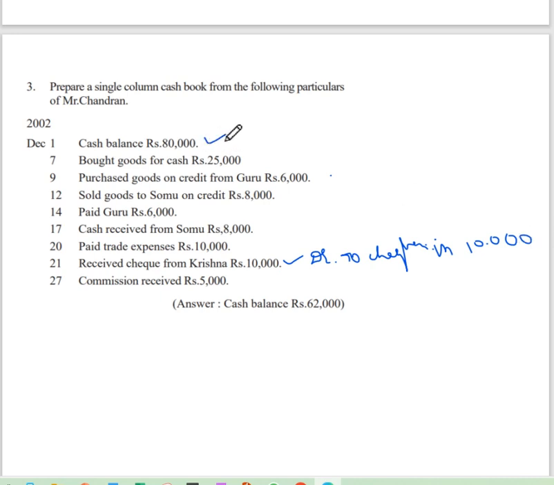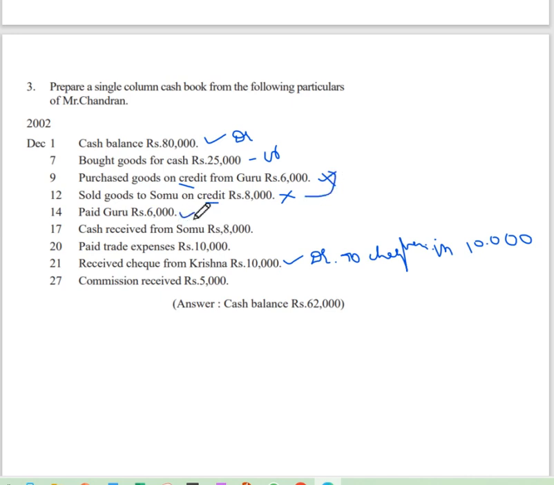Cash balance, debit side of the cash book. Bought goods for cash. This is credit side because this is a purchase. Purchase goods on credit should not be recorded because this is a purchase book transaction, not a cash transaction. Sold goods to Somo on credit. This should also not be recorded in the cash book because this is a sales book transaction, a credit transaction, not a cash transaction. These two transactions will not be recorded.